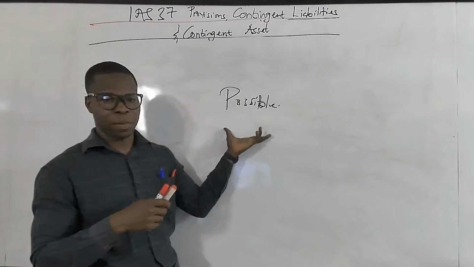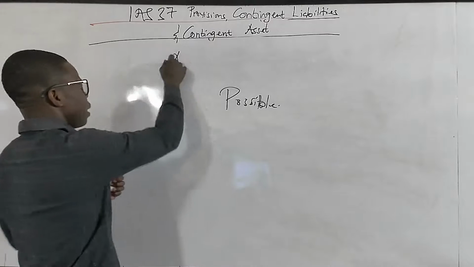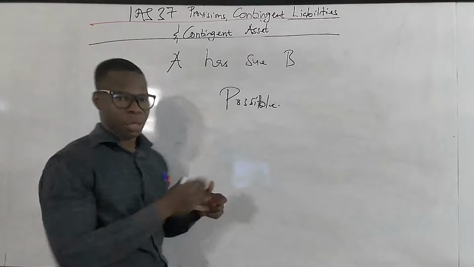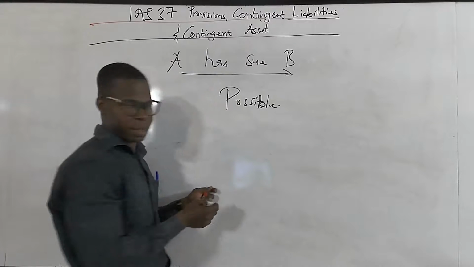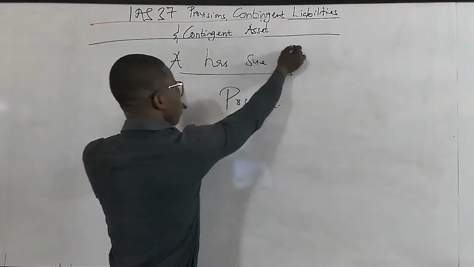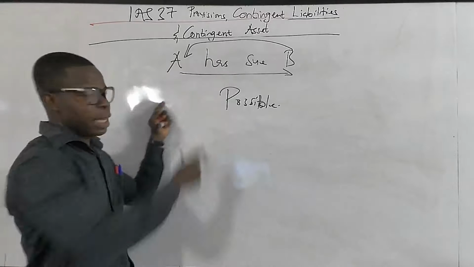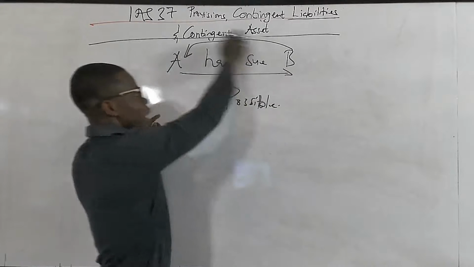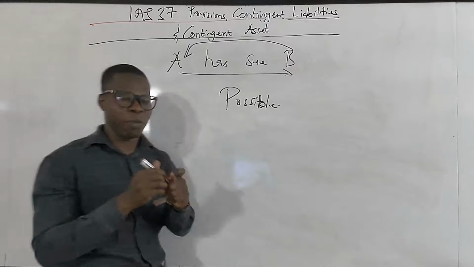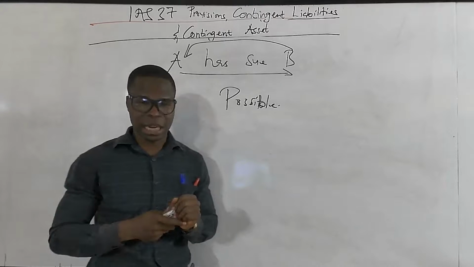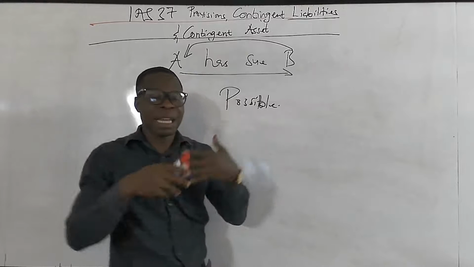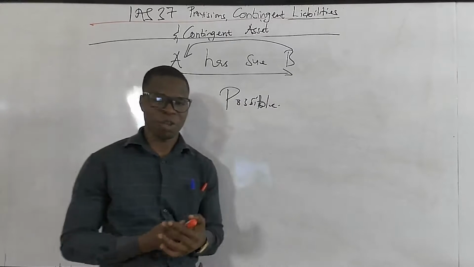Let's take a practical example. Assuming that A has sued B for damages. So A is the one suing B for damages. At the end of the day, if A wins the lawsuit, then B is supposed to compensate A. In this case, B is going to give money or compensate A. The compensation that B is providing to A, if it does not meet the provisions or the IAS recognition criteria, then we are saying that it is a contingent liability, because there's nothing like a likely outflow of economic benefit.